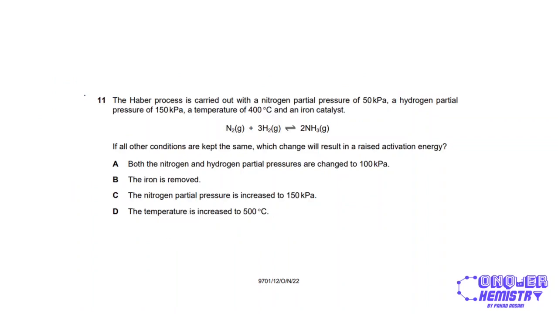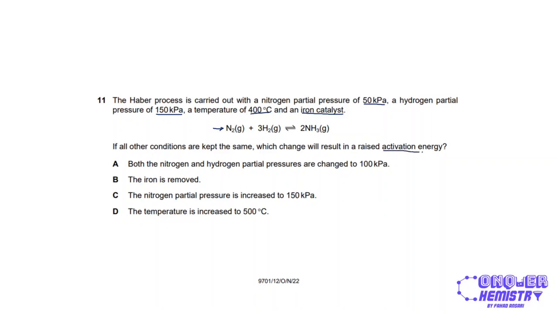All right, so another question on equilibria. It says over here that we're talking about the Haber process. We have been given the conditions: the partial pressure of nitrogen and hydrogen, and we have a temperature and catalyst. It says if all other conditions are kept the same, which change will result in a raised activation energy?